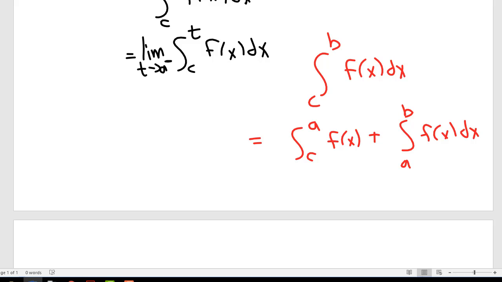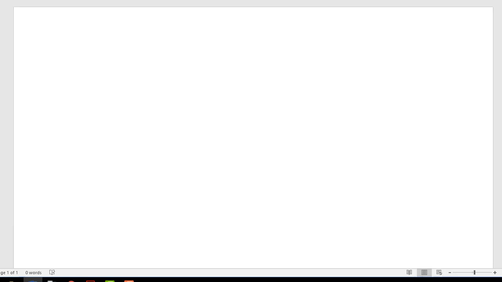All right, now I want to look at a couple other examples here. You know what, let's look at an example of this last situation that we just looked at. So let's say we're looking at the integral of x over x minus 2.